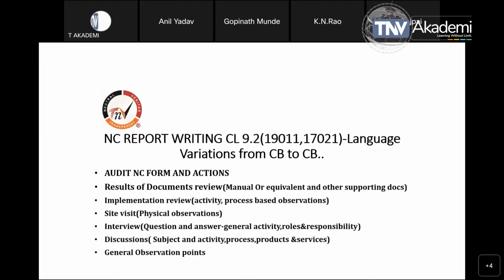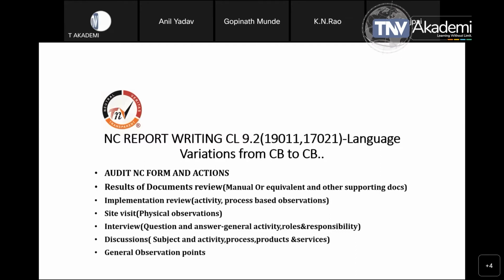Roaming around the company, wandering about in the physical activity part of the audit, is the key to good writing of the NC. A lot of points will come from general observation. So this is the method. These are some thumb rules whereby we can understand how we get the points to write in the NC format.